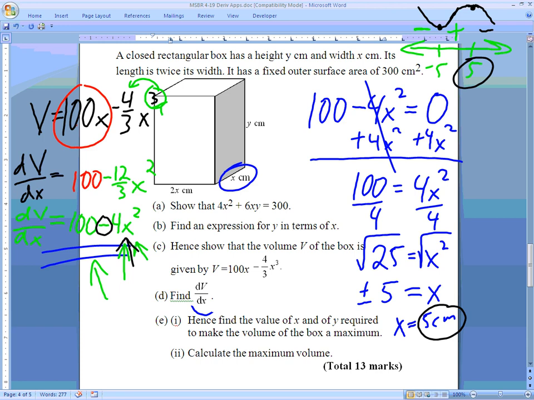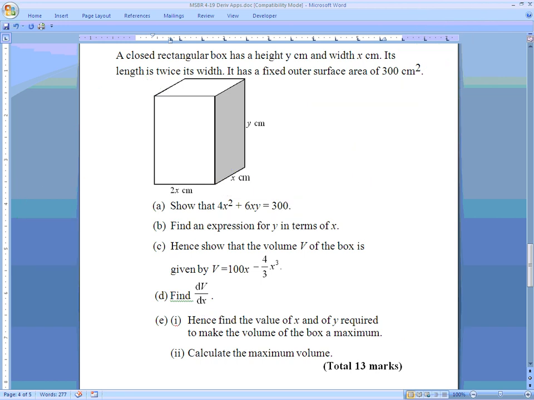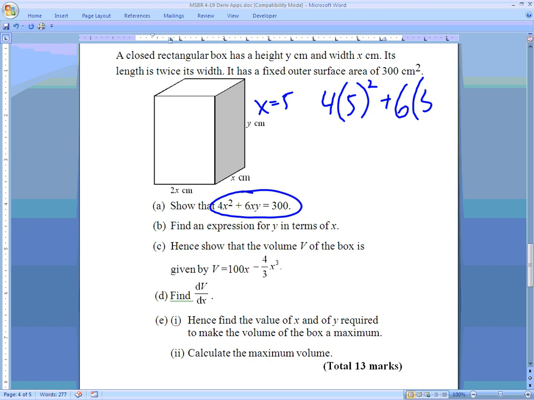And I'm going to utilize this equation right here since I erased my previous one. And if I plug in my x, let's clean up the left side of the board. I think I can do that. So right here, I'm going to take my x value, which we said was 5. So I have 4 times 5 squared plus 6 times 5 times y equals 300.